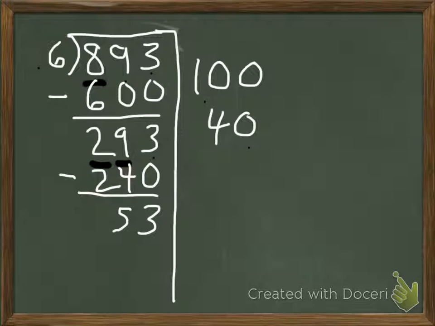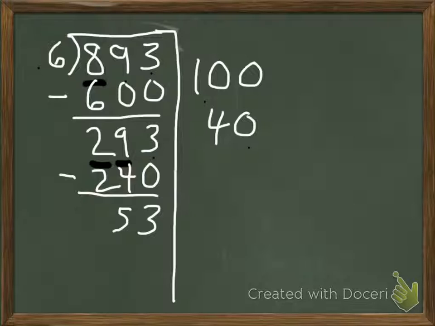You can clearly see I'm taking the numbers that I'm multiplying by and putting them on the side, and I'm taking the answer to that number and subtracting it from the original number that's being divided by 6.